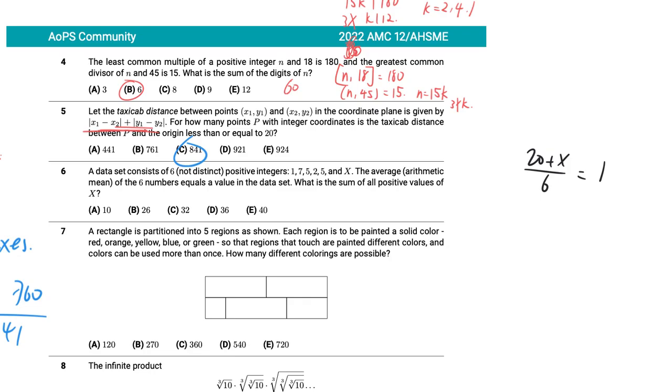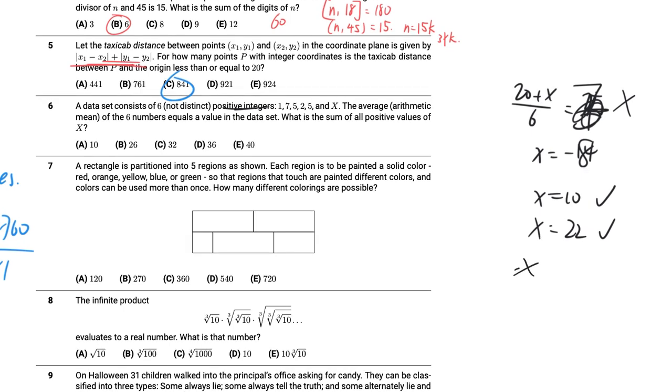If it's equal to 1, x must be equal to negative 14. But it's a positive integer, so this obviously doesn't work. If it's 2, then it's negative 8. That also doesn't work. If it's 5, then it's 10. This works. If it's 7, then x is equal to 22. That also works. And then finally, it could be equal to x itself, and that would give x equals 4. So together, if you add, it is 36.